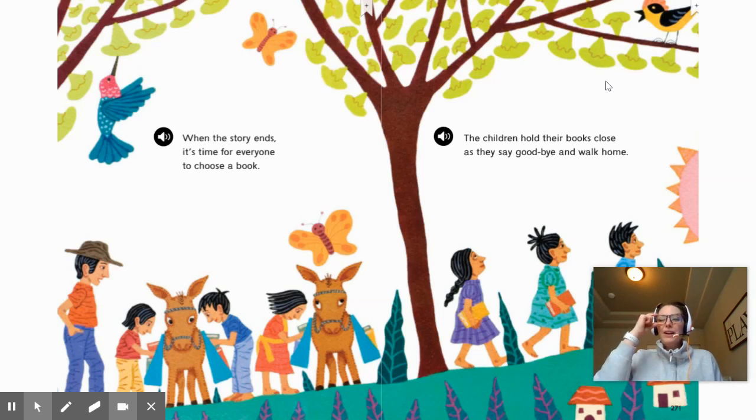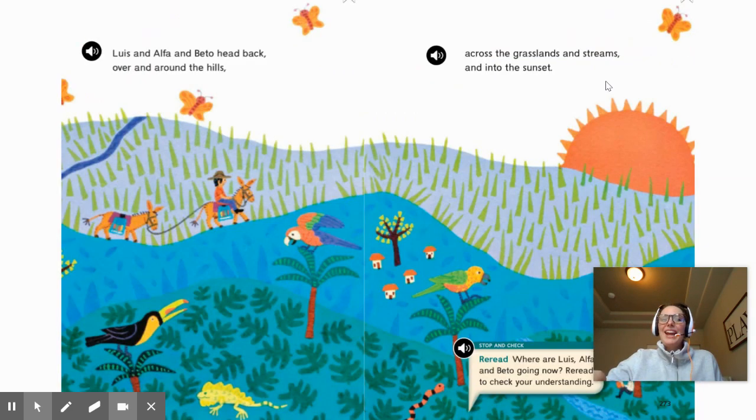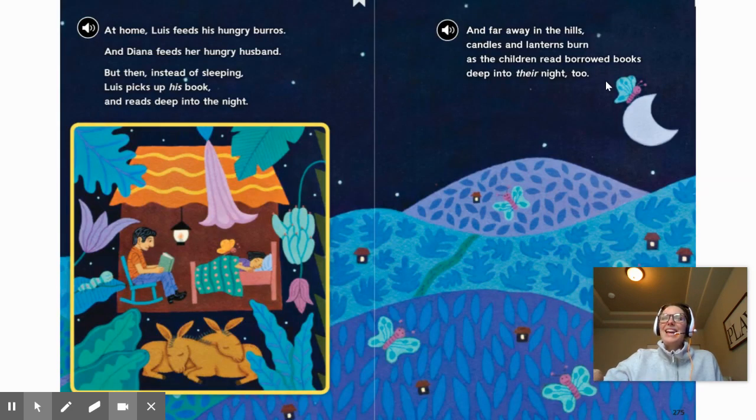All right, so here they are. The story has ended and all the kids are choosing a book that they can borrow, and they head home. And Luis and Alpha and Beto, his donkeys, also head home into the sunset. And here is Luis home at last. And take a look at this photo, second graders. What is Luis doing? After his long travel, he returns home and he is still reading. He must really love books.